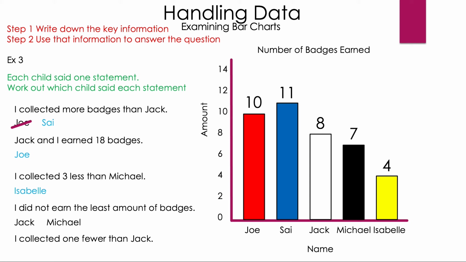I collected 1 fewer than Jack. So we need to write down the key information, which is Jack has 8 badges. Next thing, we know fewer is minus. We need to subtract 1. So we get 7 badges. Now who has 7 badges? It is Michael. So my final answer is Michael. So that means we can eliminate Michael from the previous question, and that has to be Jack for that question.